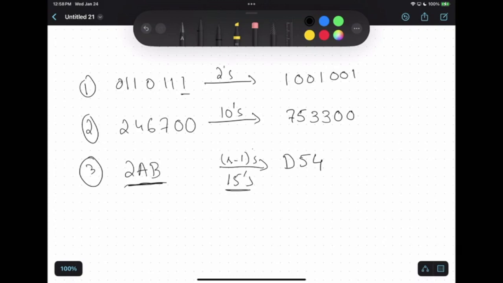Remember when we were calculating 9's complement, we came to the conclusion that in 9's complement you subtract all digits from 9. For 1's complement, we subtract each binary digit from 1. For 15's complement, we subtract each hex digit from 15, or F. So when you subtract 2 from 15, you get 13. And how do you represent 13 in hex? It is D. Similarly, A is 10. So when you subtract 10 from 15, you get 5. So you simply write 5. And when you subtract B, which is 11, from 15, you get 4. So you simply write 4. So this is the r minus 1's complement of this number.